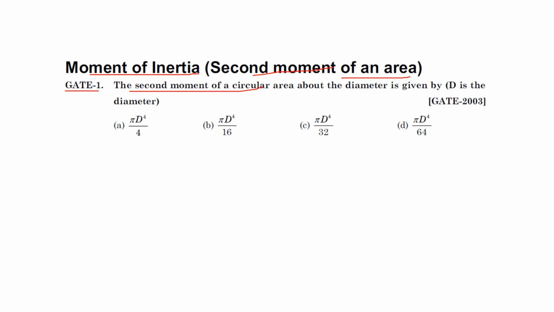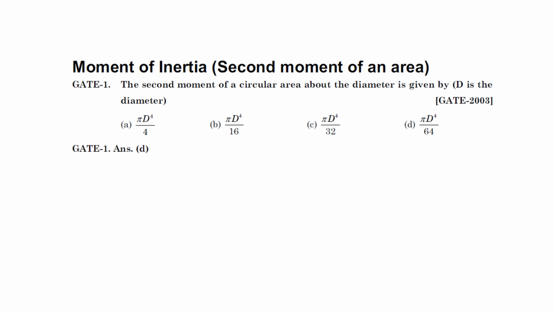The second moment of inertia of a circular area about diameter d is given by: pi by 4 d square, pi by 4 d square by 4, pi by 4 d square by 16, pi by 4 d square by 32, pi d square by 64. They are asking about the second moment of a circular area. This is actually nothing but pi d to the power 4 by 64.